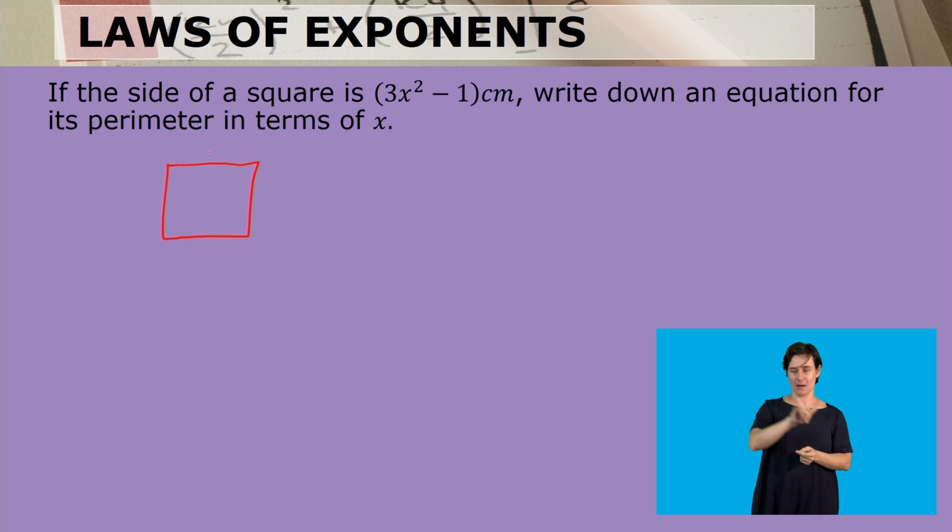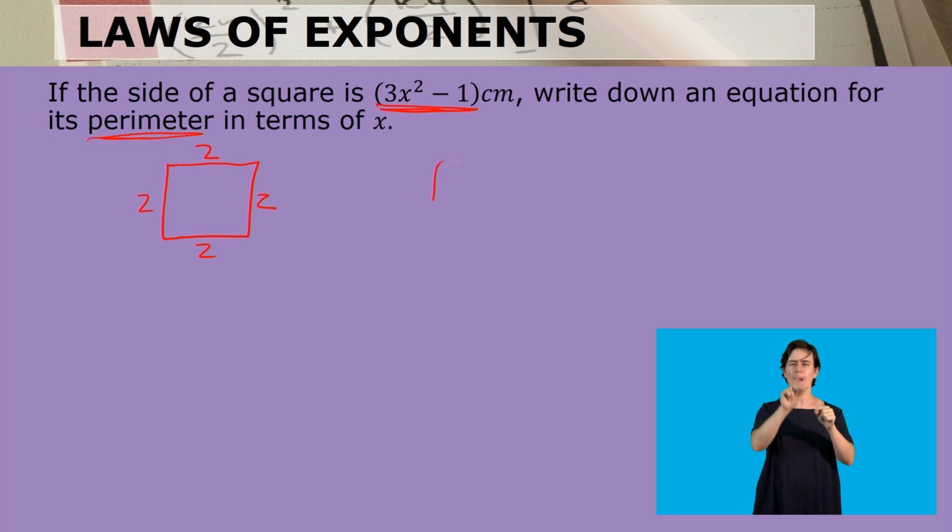is an object or a shape that has all sides equal. So if that side is 2 centimeters, that one will also be 2 centimeters. That one is 2 centimeters, and that one is 2 centimeters. So that's what we know about the square. All the sides are equal. And then in this case, we are told that instead of 2, they are giving us that as the measurement of the side. And they want us to calculate the perimeter.